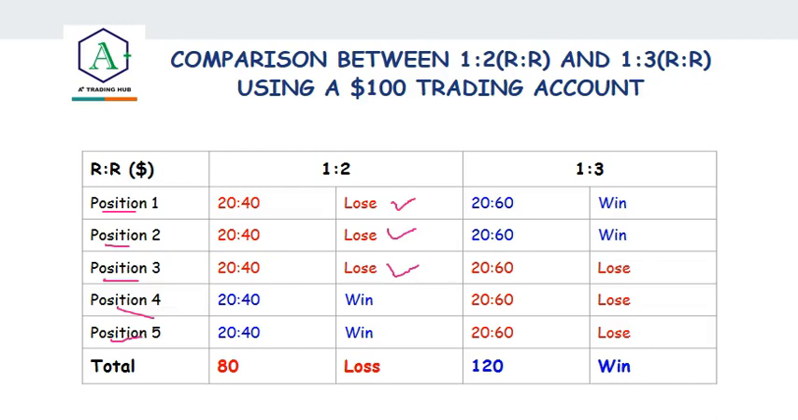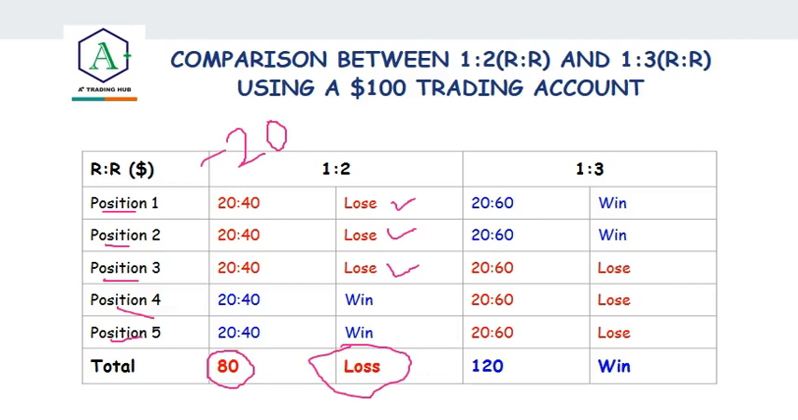At the end of the day, you'll be left with $80 and you are in a loss because you only made $80. 40 plus 40 is 80. So that is your total profit you have now. You are now in a loss. You are in $20 loss. You lost $20 of your equity.